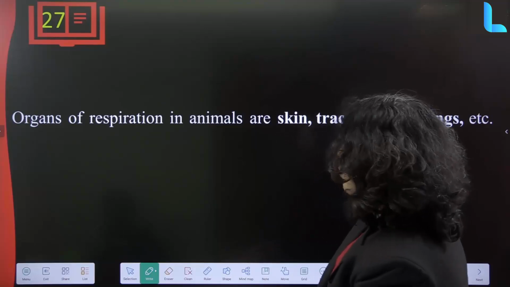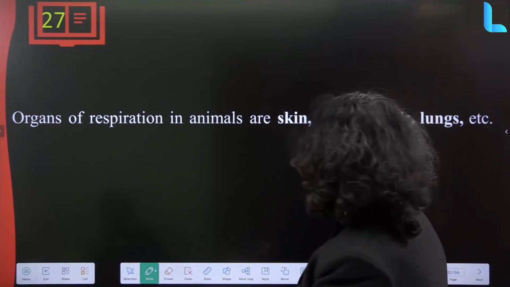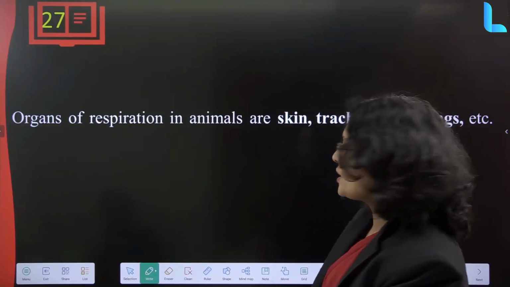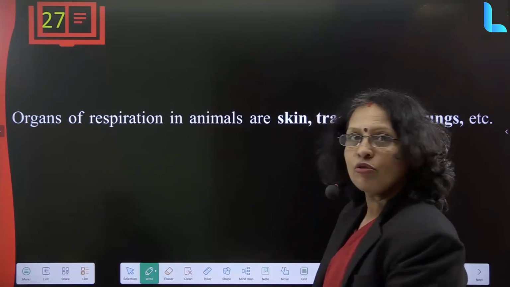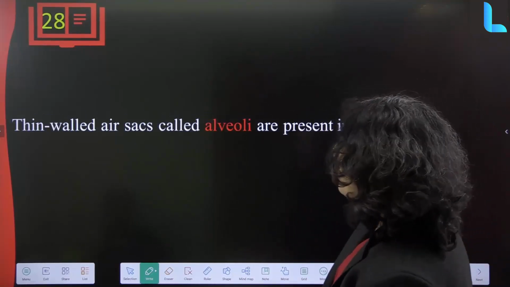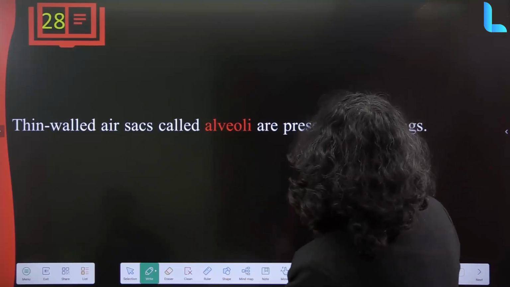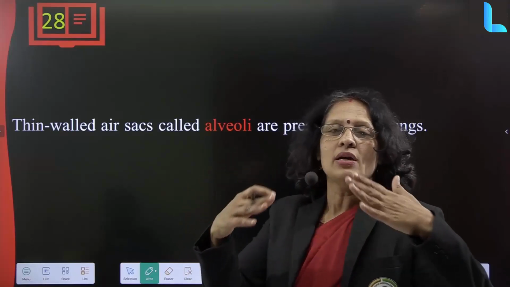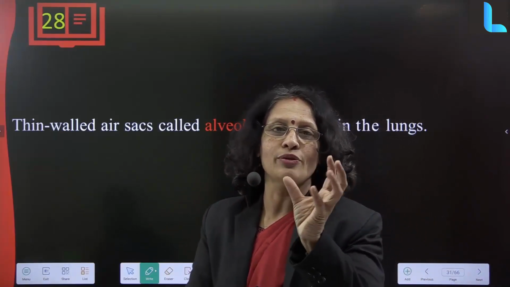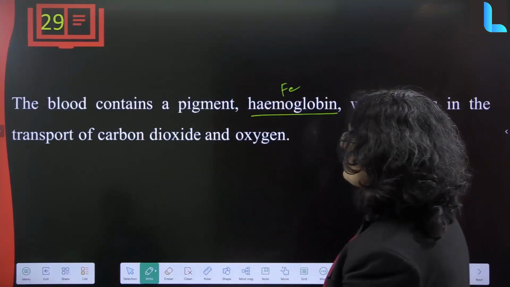Okay. Then organs of respiration in animals like skin, trachea. Skin means, you would have been familiar with the frog. Frog has respiration via skin, fishes will have it via gills, and then lungs, the human organ is lungs. Then thin walled air sacs called alveoli are present in the lungs. Lungs will have fine branches of capillaries that end at a balloon kind of small structure, called alveoli, and thin walled structures, air sacs, are there.